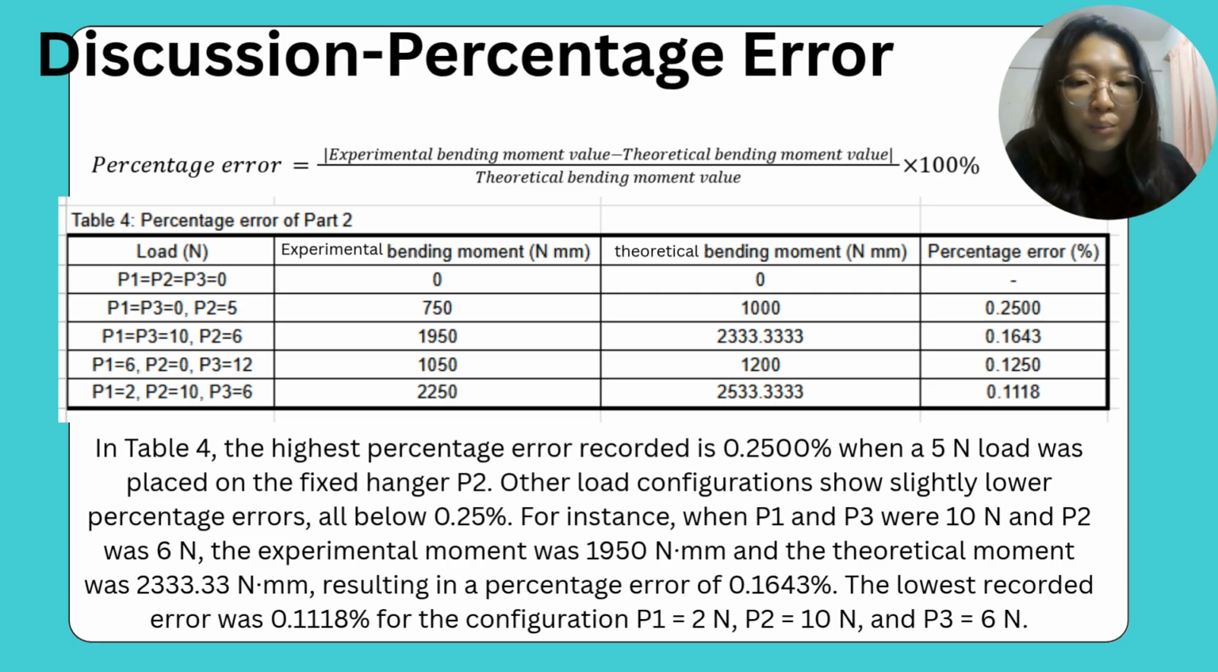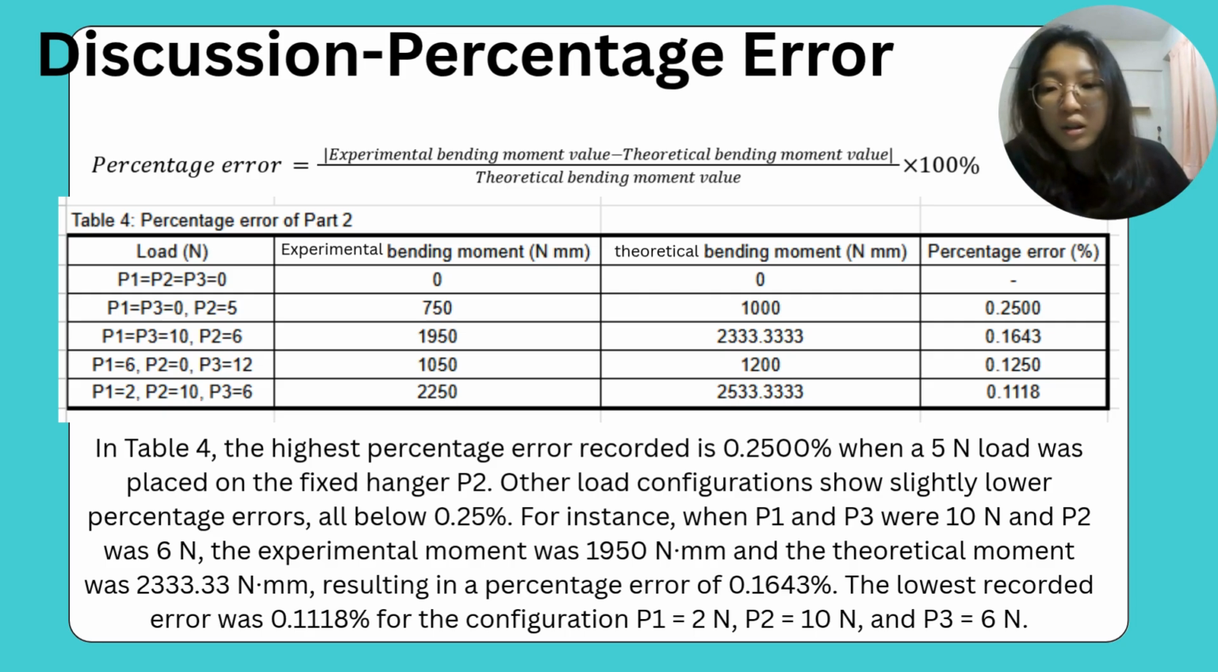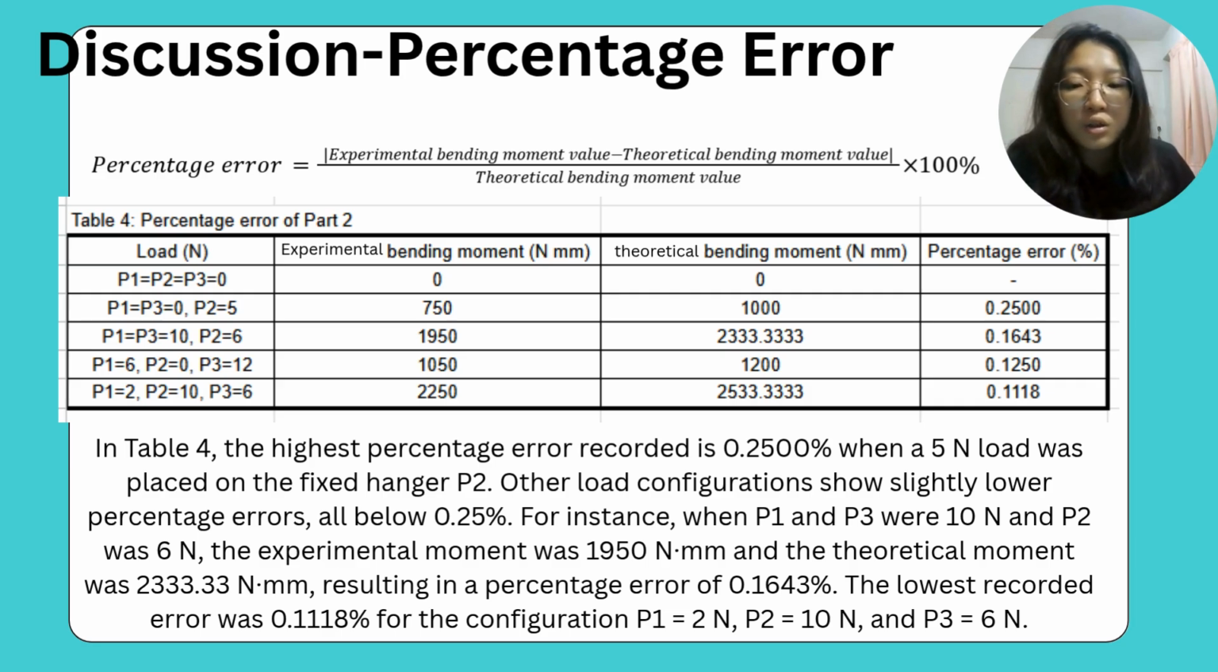For instance, when P1 and P3 were 10 Newton and P2 was 6 Newton, the experimental moment was 1950 Newton millimeter and the theoretical bending moment was 2333.33 Newton millimeter. So this results in a percentage error of 0.1643%. The lowest recorded error was 0.1118% for the configuration P1 equal to 2 Newton, P2 equal to 10 Newton, and P3 equal to 6 Newton.